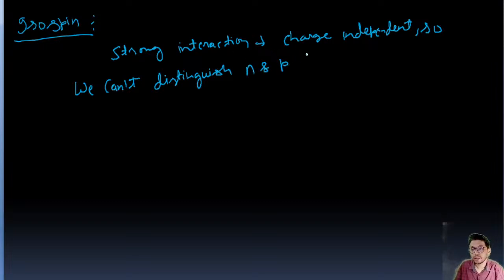Because both have the same mass. Proton and neutron have the same mass. Strong interaction is charge independent, it doesn't depend on the charge, so both have the same mass. So we can't distinguish neutron and proton, because both have the same mass in strong interaction.